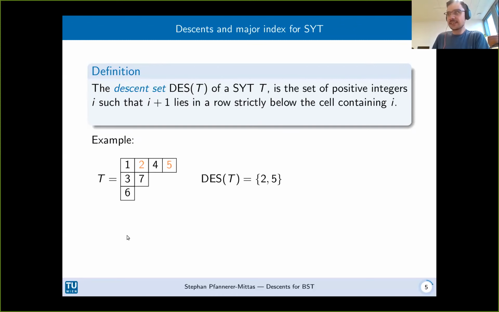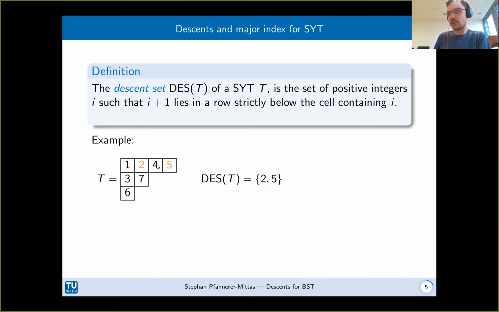There's an important statistic on standard Young tableau, which are called the descents or the descent set. This is defined as follows. We look at the position of i and compare it with the position of i plus 1. And if i plus 1 lies somewhere below, then we say i is a descent. So let's look at the example here. We compare 1 and 2. 2 is next to 1, so 1 is not a descent. If we look at 2 and 3, 3 is strictly below 2, so 2 is a descent.